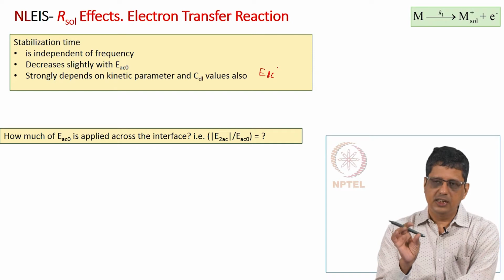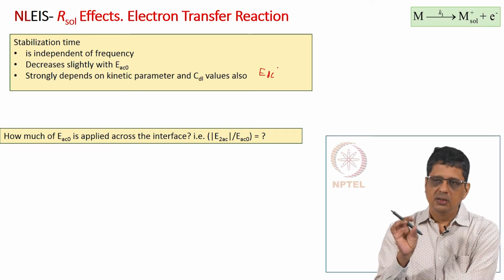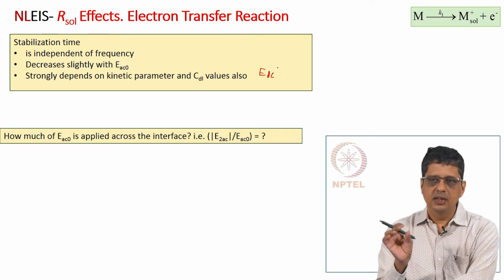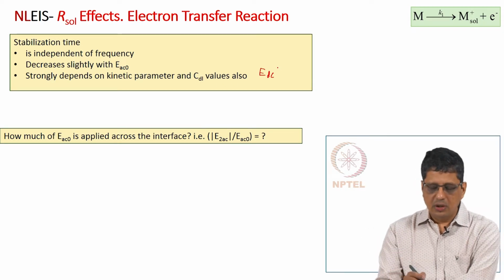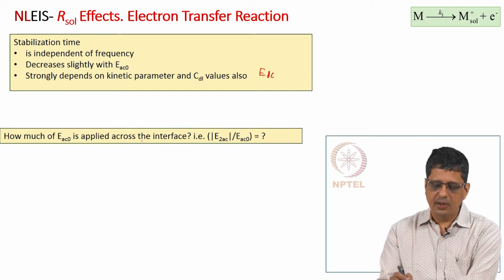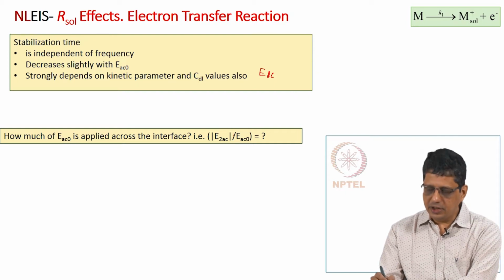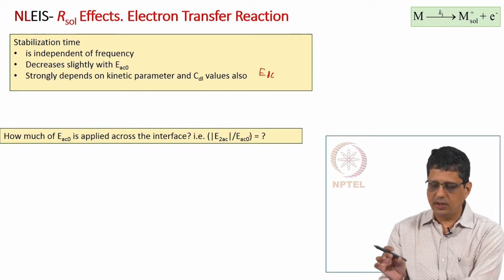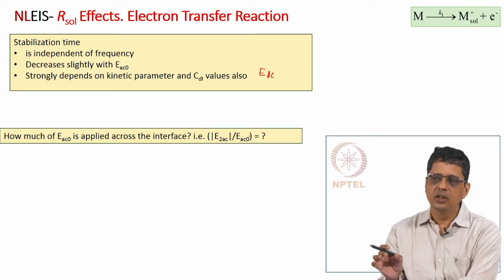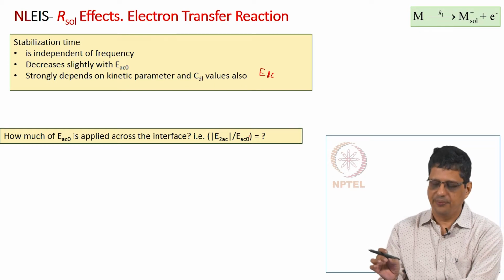Now, if I apply an AC potential, not all of that falls across the interface, a part of it falls across the solution. Now, how much of the EAC 0 applied actually falls across the interface? So, if I take the magnitude of E2 AC and take the ratio of that magnitude to EAC 0, ideally I should get 1, all the potential that we apply should fall across the interface, and that will happen only when solution resistance is 0.